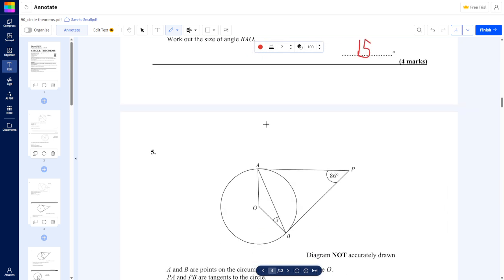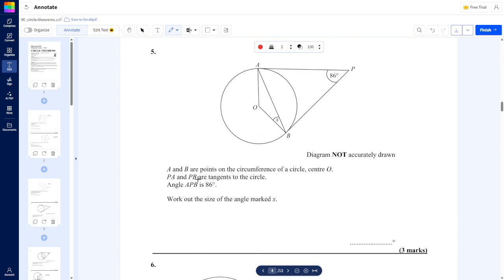So that's pretty cool. Here, A and B are points on the circumference of a circle center O. PA and PB are tangents to the circle. Angle APB is 86 degrees. Work out the size of angle marked X.